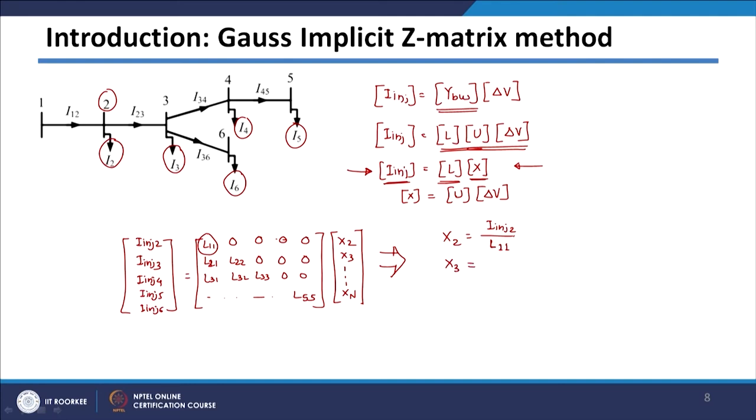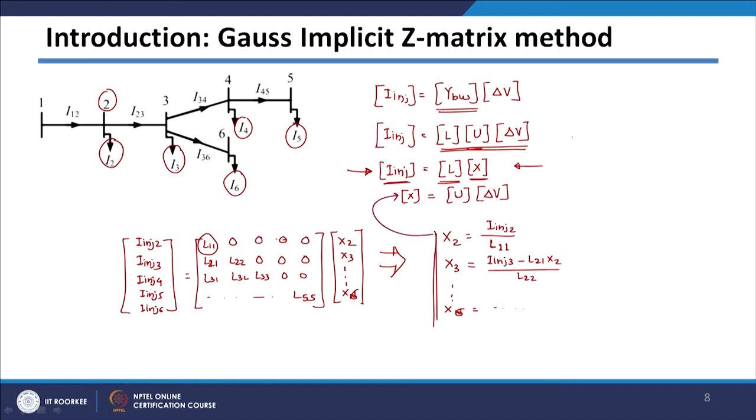So it will be I injected at bus number 3 minus L21 into X2 divided by L22, and like this you can go on calculating up to Xn, or in this case it is X6. So we can get all the values up to X6, and once you get all the values of X, we can put this into this matrix.